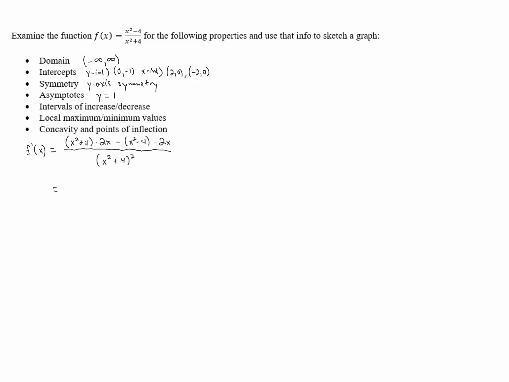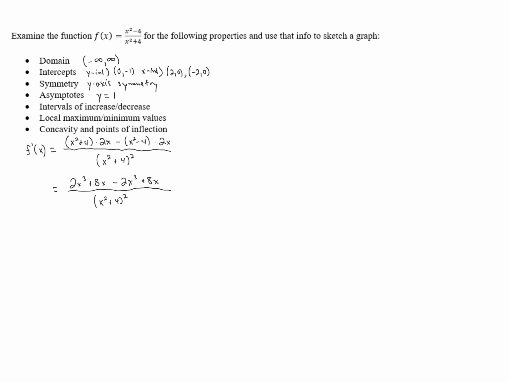If we were to multiply everything out, if we were to distribute the 2x into each of these, we would get 2x cubed plus 8x. And then over here, we have to distribute the 2x and the negative. So that's going to be minus 2x cubed, and then plus 8x, because a negative times a negative is a positive, all over that same denominator.